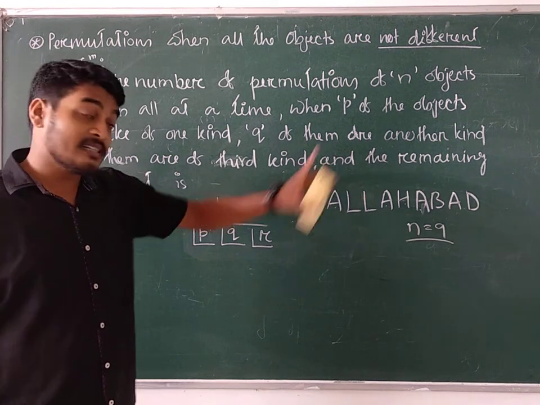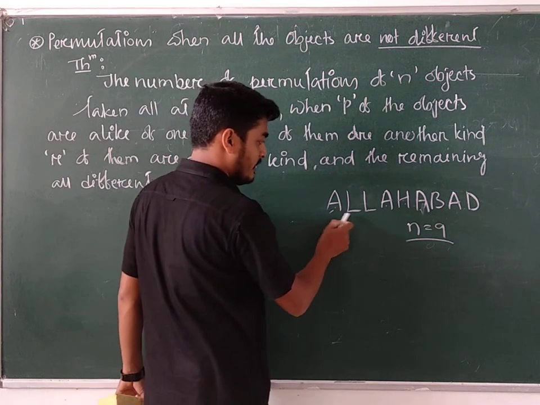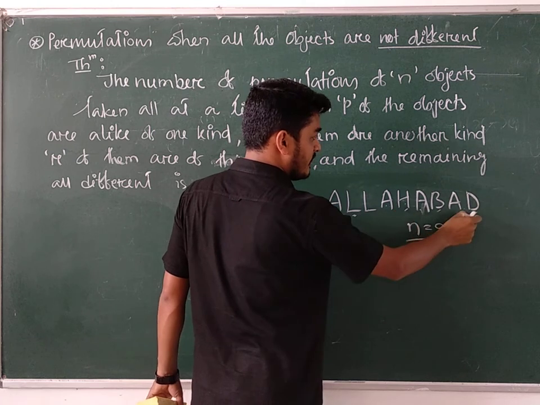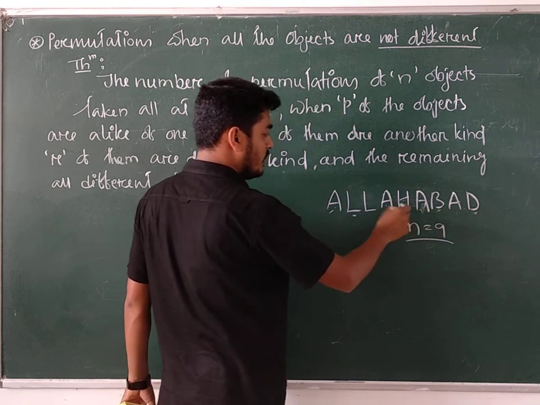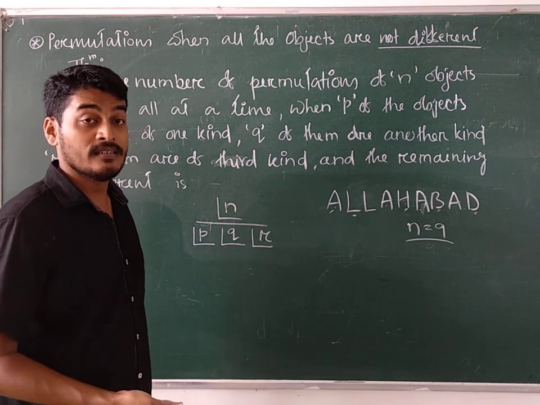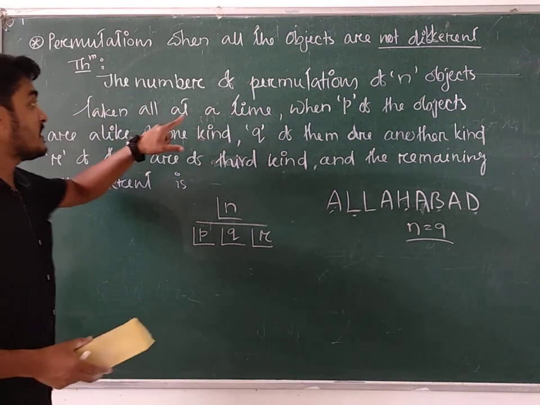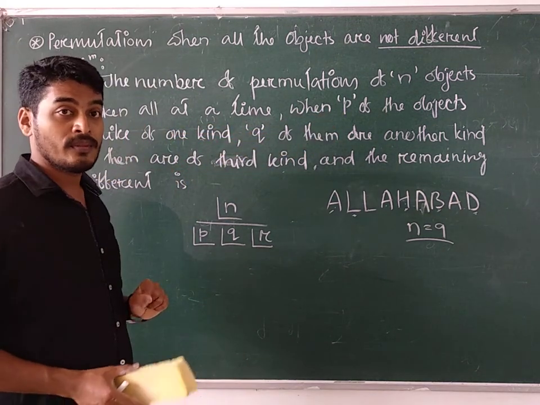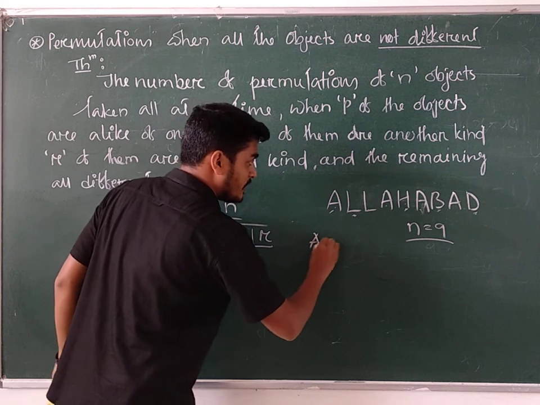How many distinct letters are there? A, L, B, H, D. 1, 2, 3, 4, 5. Five distinct letters are there, but they are repeated. If n objects are there, out of n objects, when P of the objects are of one kind, A is repeated how many times?